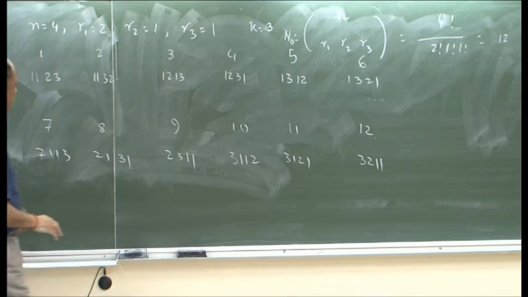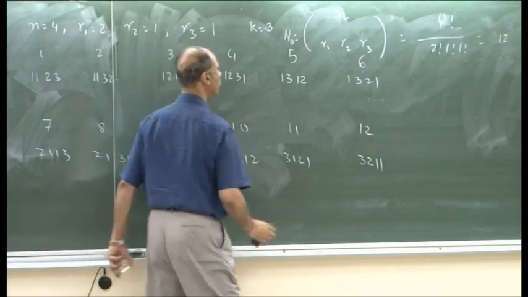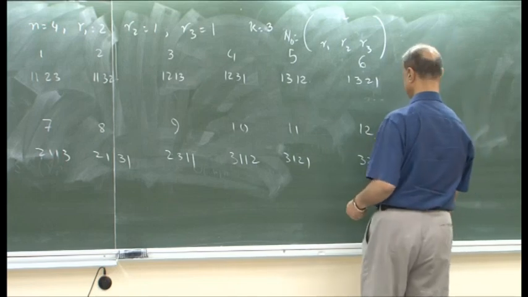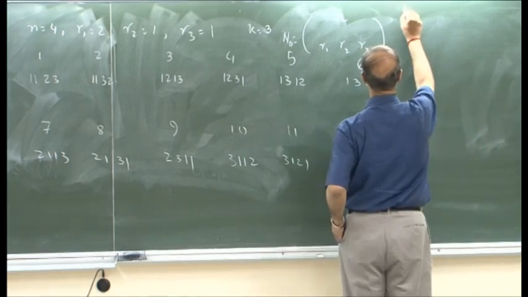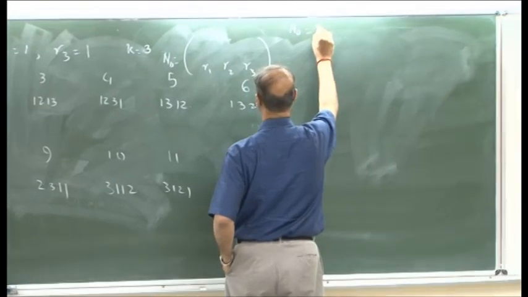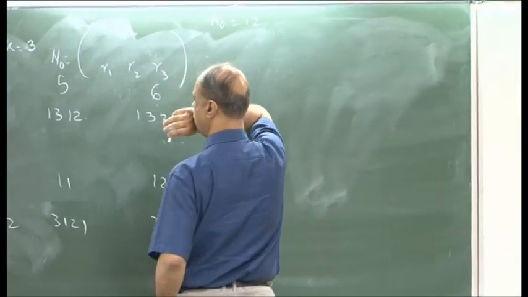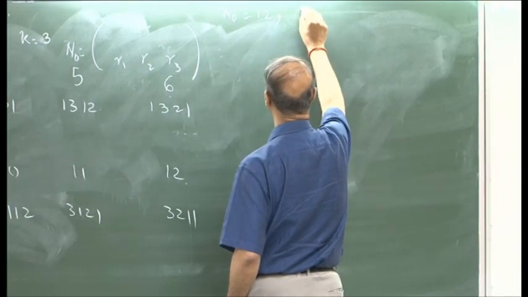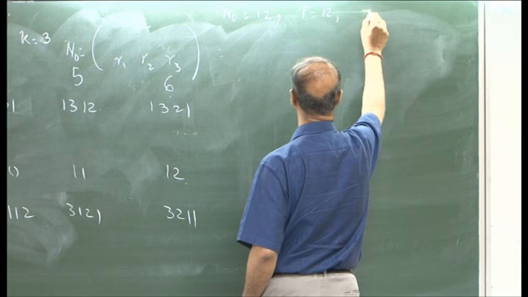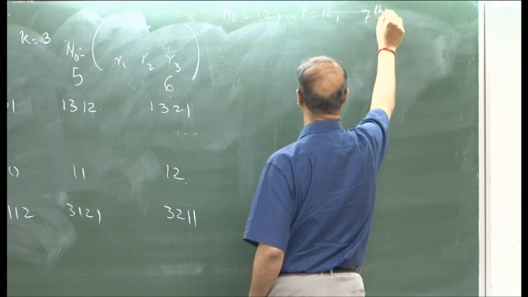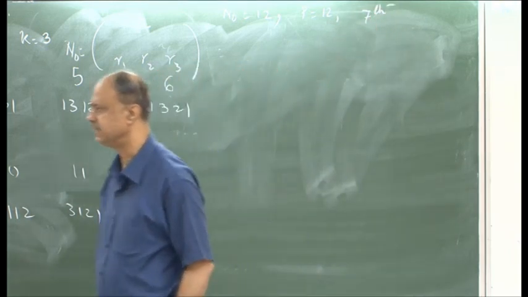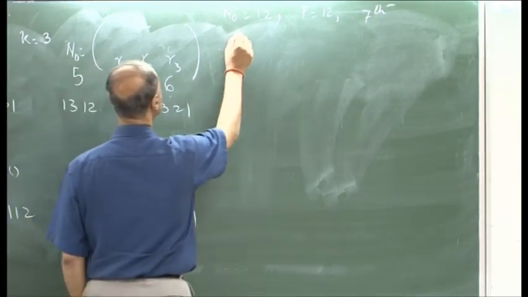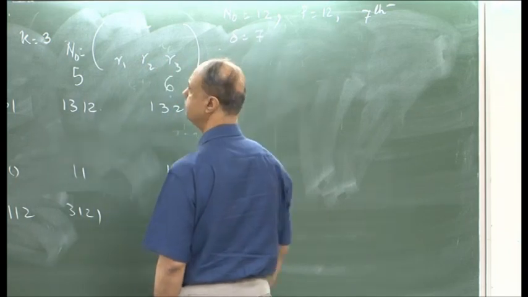So let us assume there are 12 cross sets you have. So you have N0 is 12, and number of cross-sets is 12. Say, what happens? The 7th permutation, what does it generate? So you have delta is equal to 7.